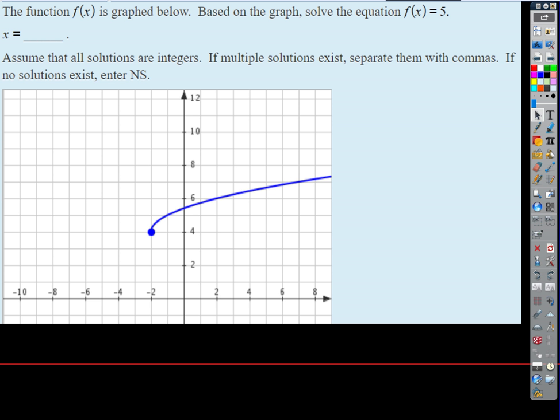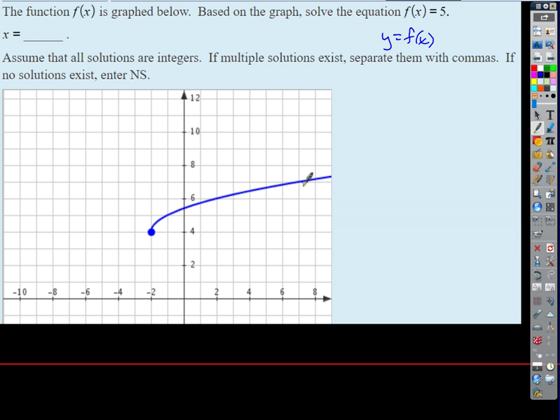So we're talking about using a graph to solve an equation, right? So think what we got here. We've got the equation f of x equals 5. So what's our strategy, right? If we're going to solve graphically, we graph everything on the left side of the equation, everything to the left of the equal sign. We set it equal to y and graph it. Well, that's the graph, right?